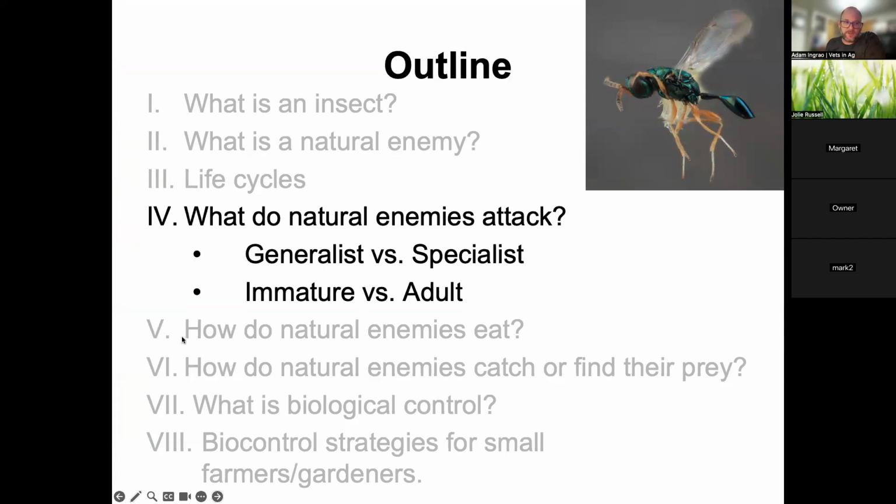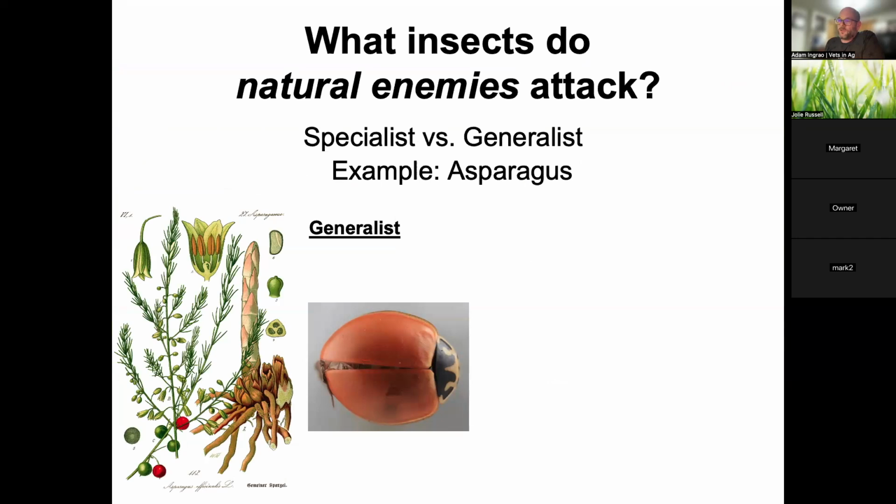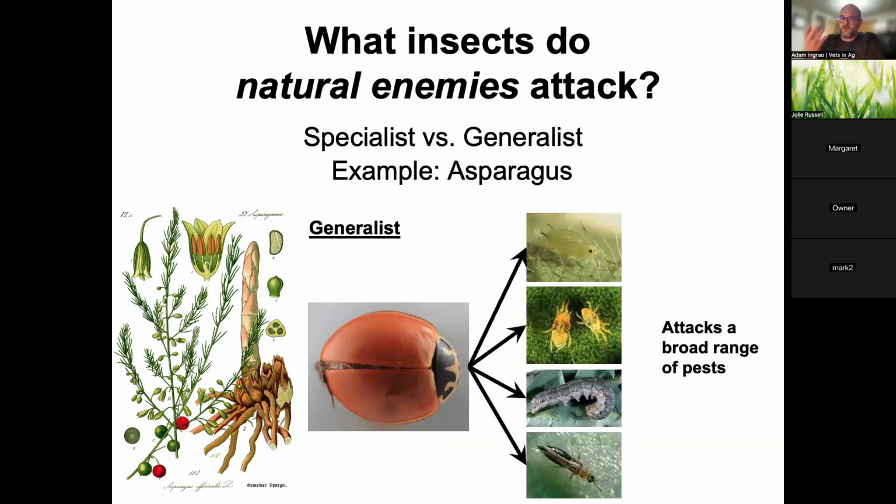All right, so let's move on to our next section, which is what do natural enemies attack? And we're going to talk about the difference between specialists and generalists. So the first one that we're going to talk about are generalists. Now, generalists, when you think about the names, generalist versus specialist, it's pretty easy to understand. Basically, a generalist is something that attacks a broad range of pests.